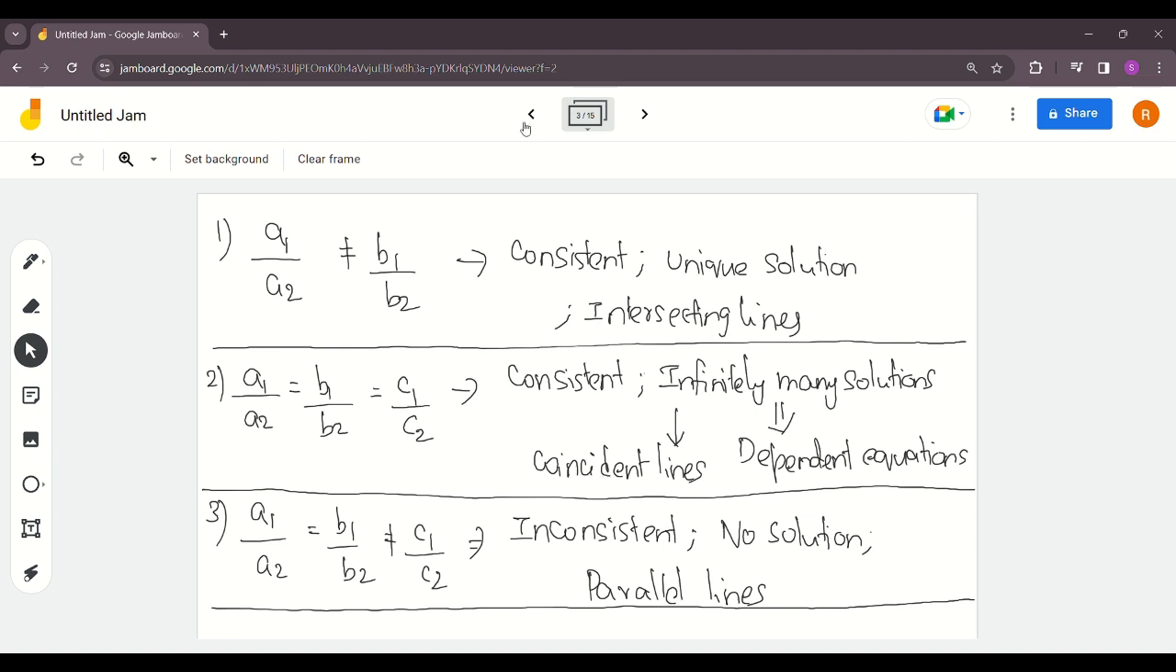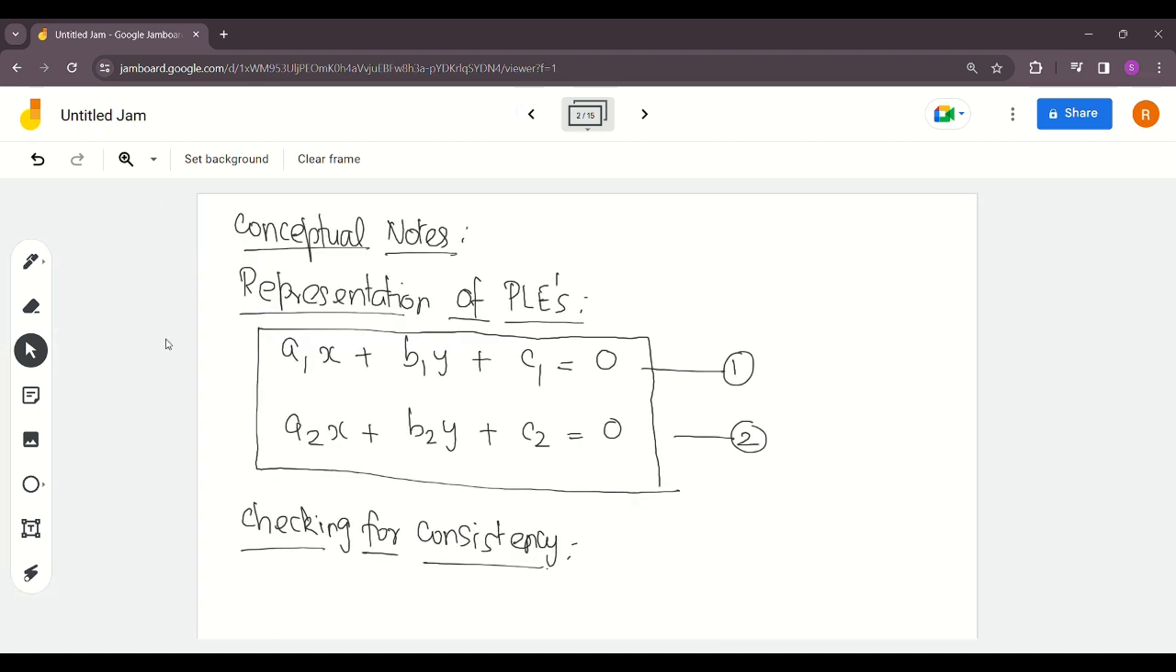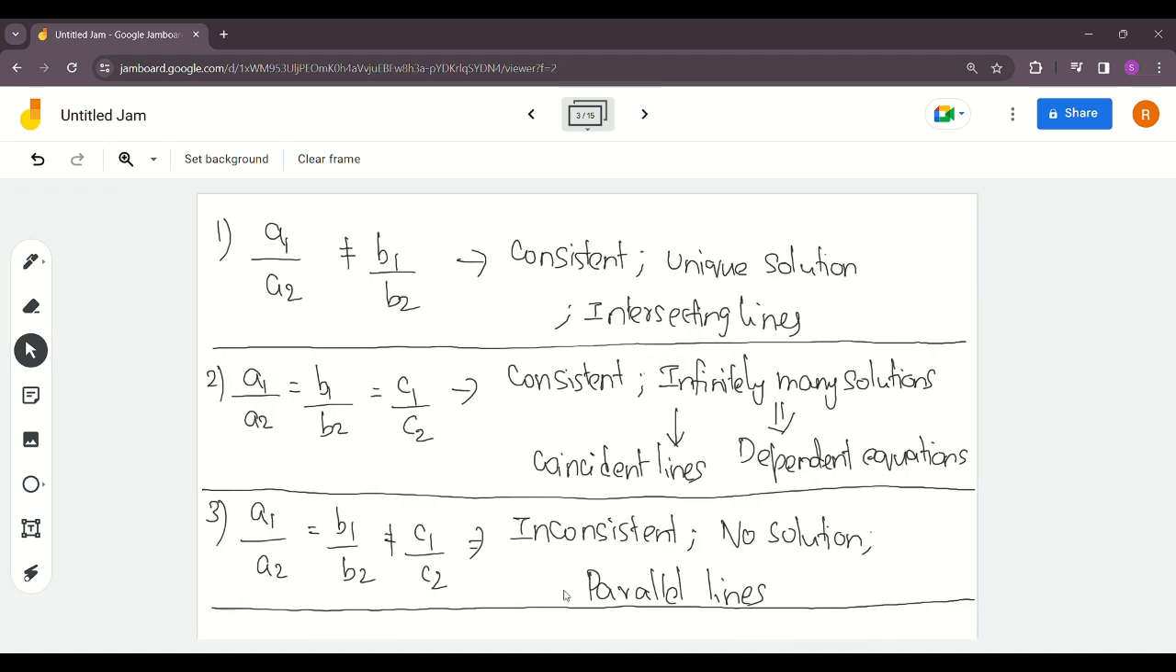Suppose, for example, the first two ratios are equal, that is a1 by a2 equal to b1 by b2, but not equal to c1 by c2, then you can call such a system inconsistent. For inconsistent, there is no solution, and the lines generally will be parallel. So this is a very important thing.